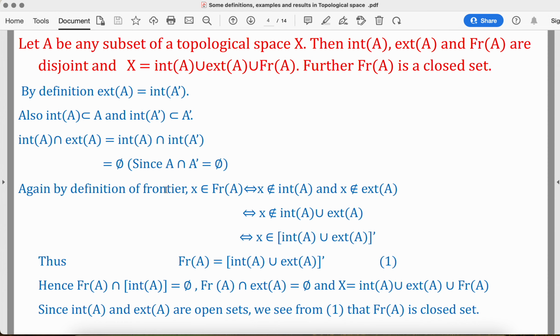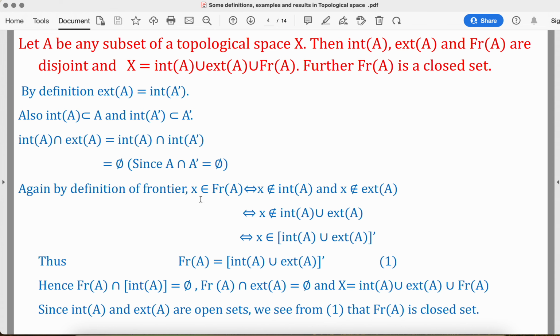Also, by the definition of frontier, x belongs to the frontier of A if and only if x does not belong to the interior of A, as well as x does not belong to the exterior of A. It means x is neither in the interior of A nor in the exterior of A, so it is possible if and only if x is not in the interior of A union exterior of A. And this is possible if and only if x belongs to the complement of the interior of A union exterior of A. So here I have used the if and only if sign.